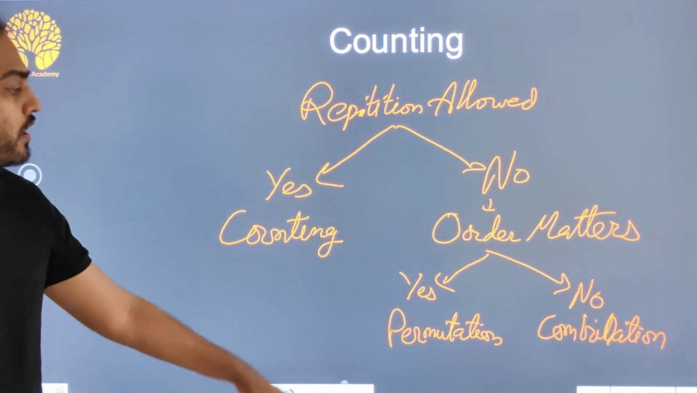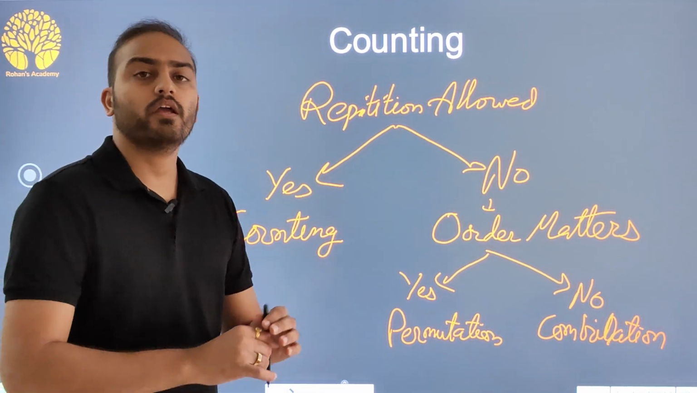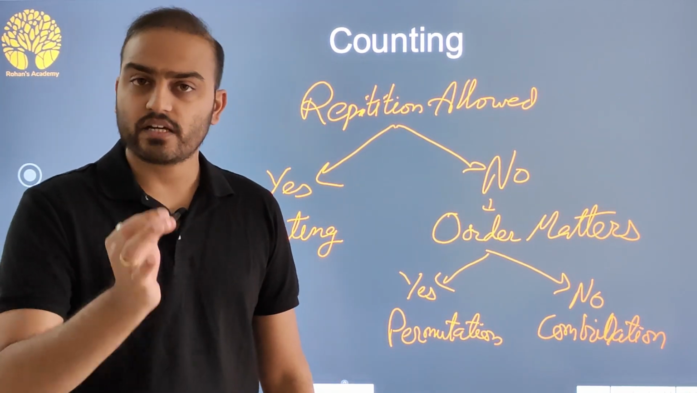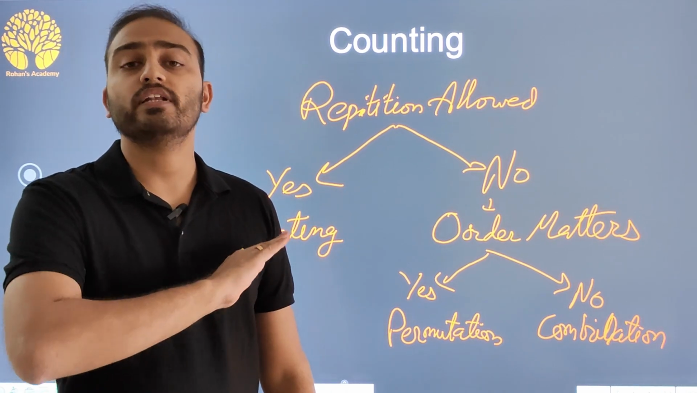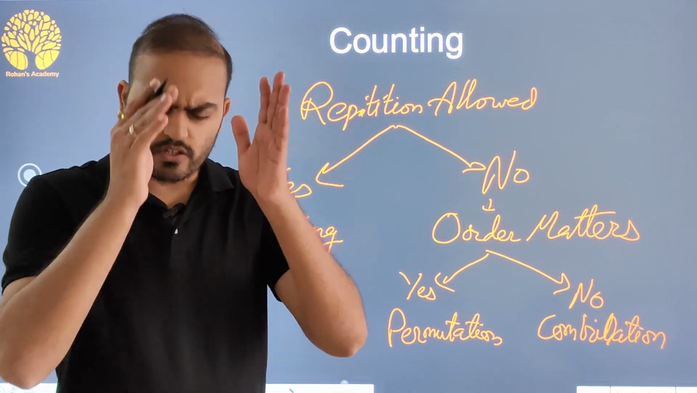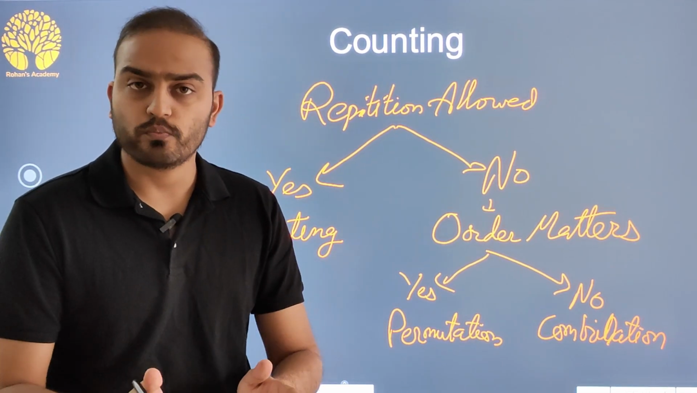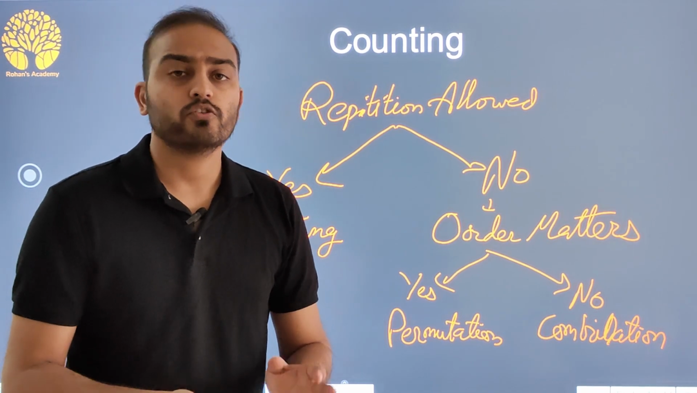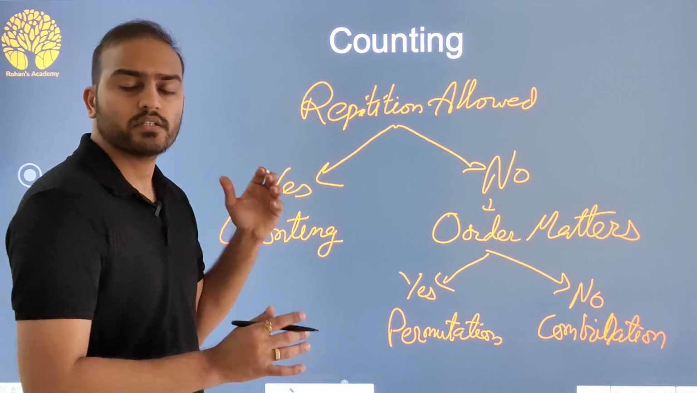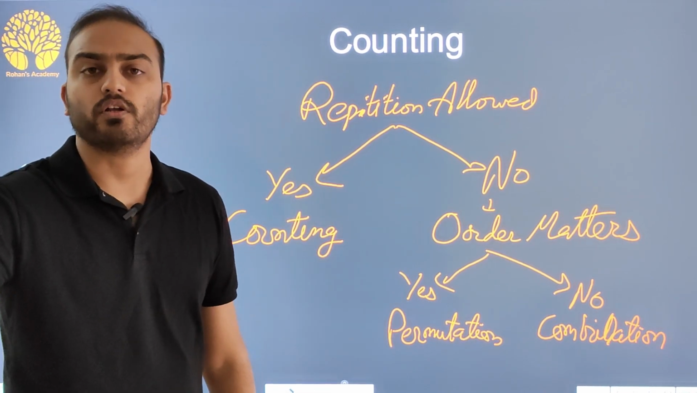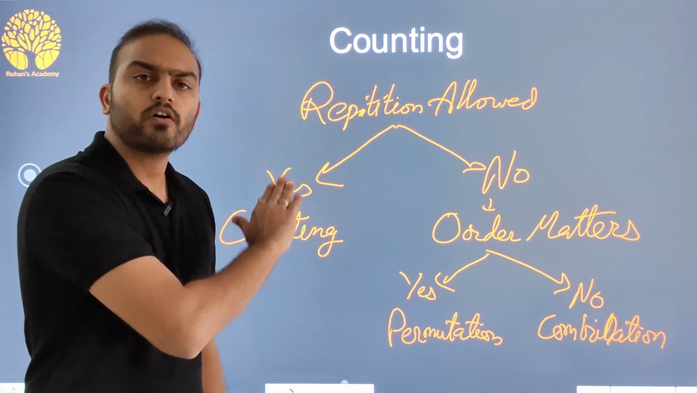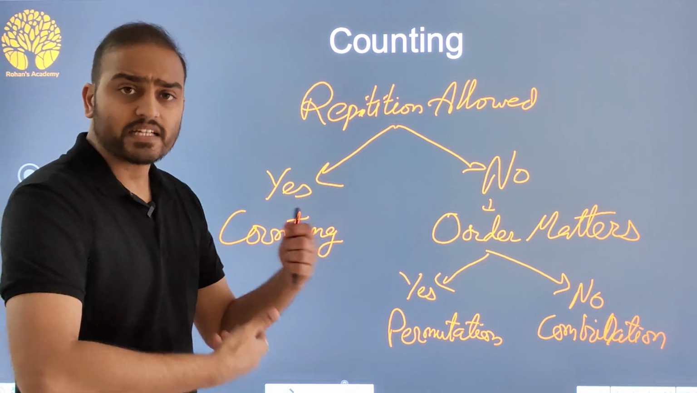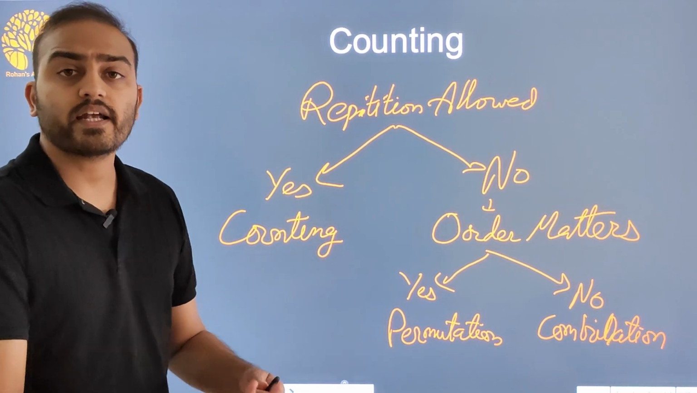Pardon my handwriting, right? The point is, if you do this mental exercise for 10 or 15 seconds after reading the question, trust me, you will never make any mistake. You would have compartmentalized the question into different categories, and you will know what to do. So again, if repetition is allowed, think of counting, don't think of permutation and combination at all. If repetition is not allowed, don't think of counting, think only in terms of permutation and combination. Let's apply the concept in multiple questions to understand how this works.